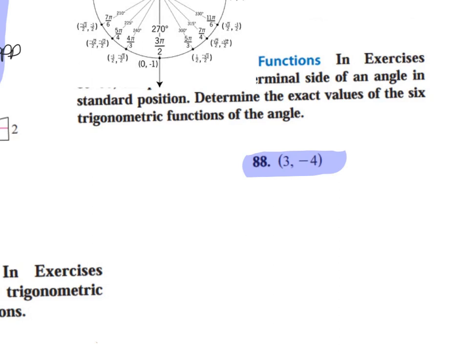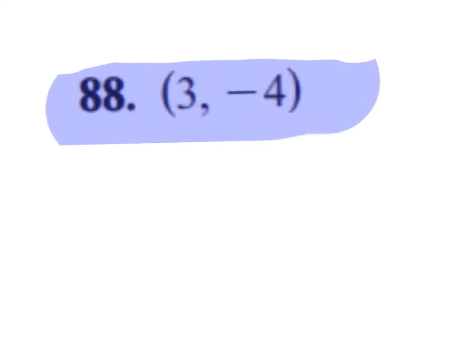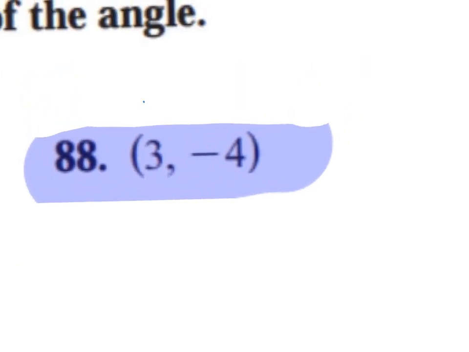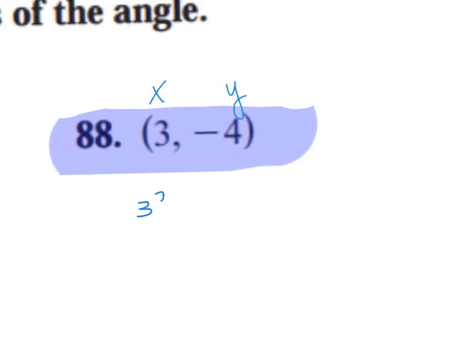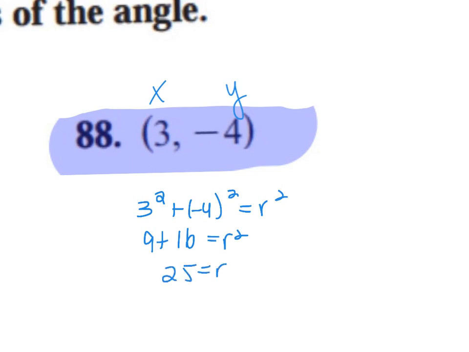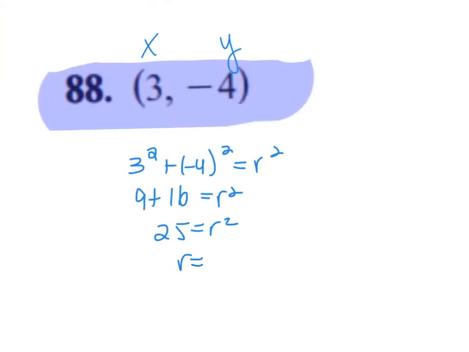All right. So, guys, if they give me x and y, I need to find what? R. So I'm going to say 3 squared plus negative 4 squared equals r squared. 9 plus 16 equals r squared. 25 equals r squared. What's r? 5.